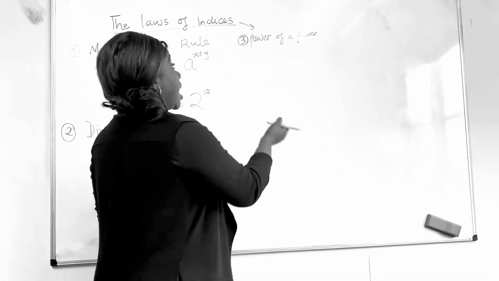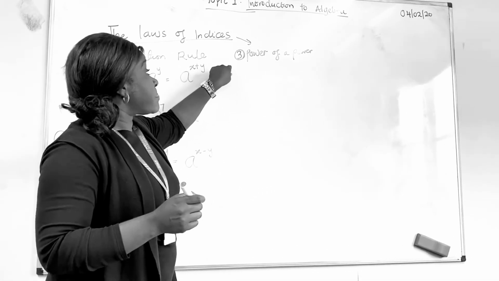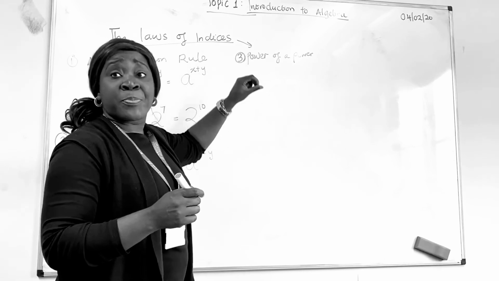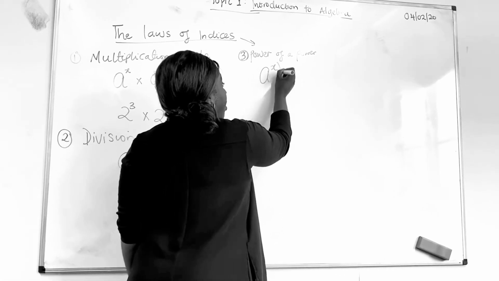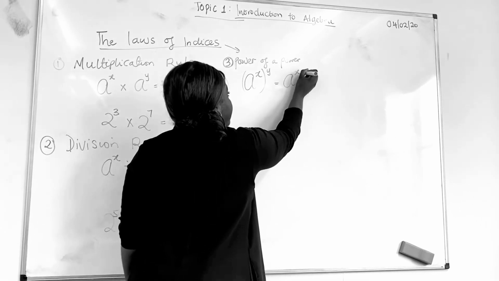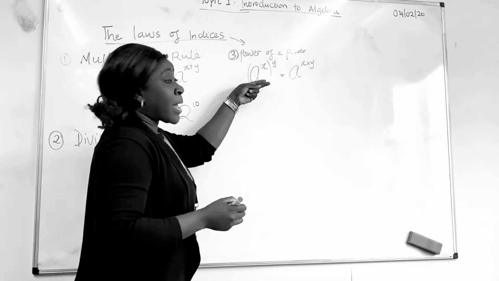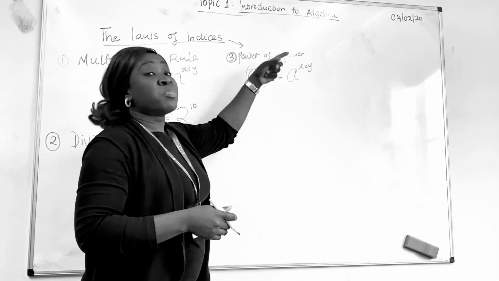Okay, so the third rule, the third law of indices, is finding the power of a power. So if you have a to the power x all raised to the power of y, then that would be a to the power x times y. If you have a power all raised to another power, then that would be just multiplying the powers.